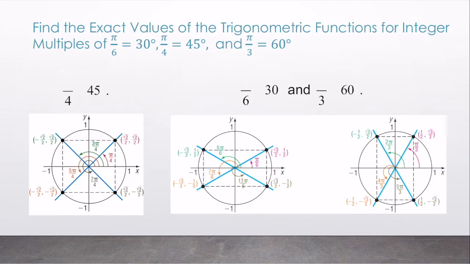Let's move on to example 9. What we're going to do is practice finding exact values of the trigonometric functions for integral multiples of pi over 6, pi over 4, and pi over 3. Pi over 4 is 45 degrees, so here are its values on the unit circle. Pi over 6 is 30 degrees. Here are its values on the unit circle. And pi over 3 is 60 degrees. So here are its points along the unit circle every 60 degrees as I go around. So this is a great place to help you get started creating your own unit circle.